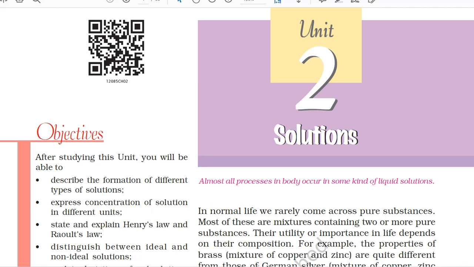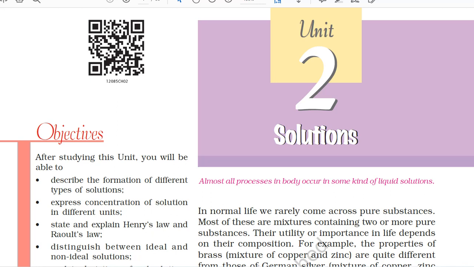In normal life, we rarely come across pure substances. Most of these are mixtures containing two or more pure substances. Their utility or importance in life depends on their composition.